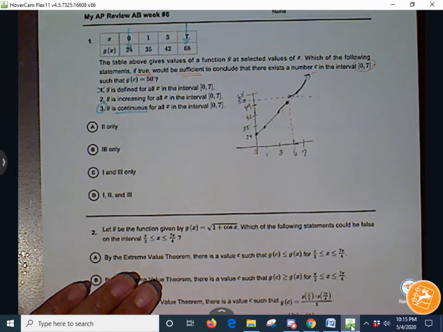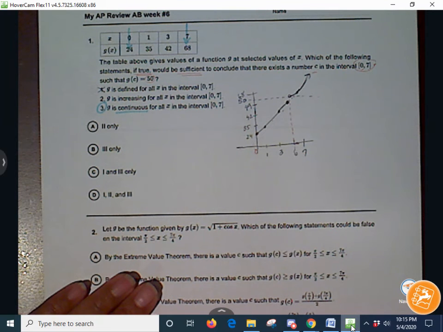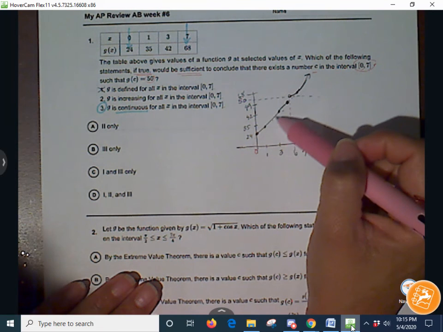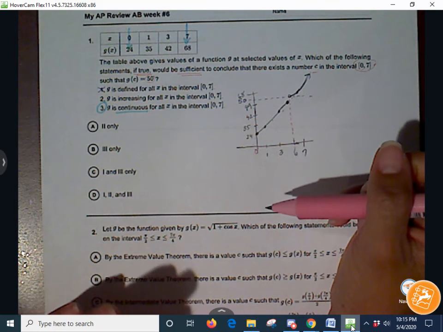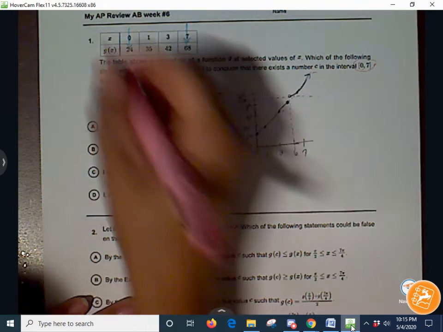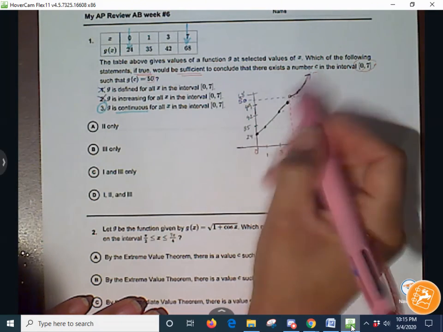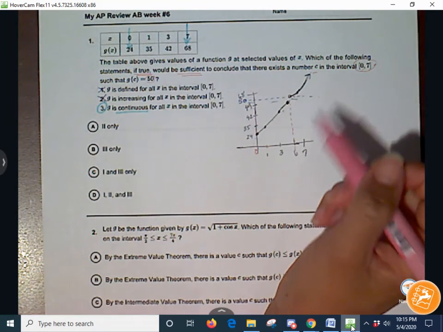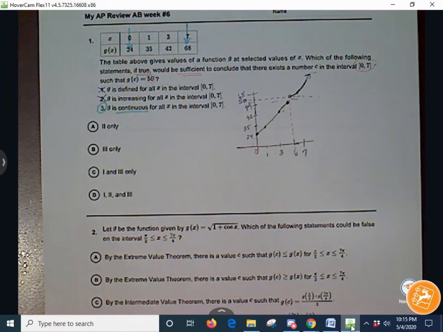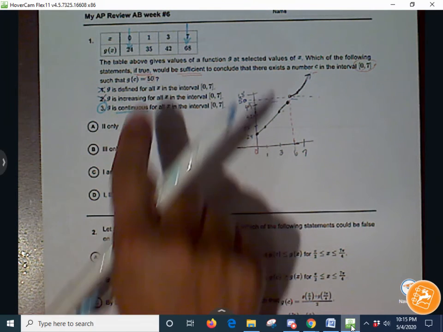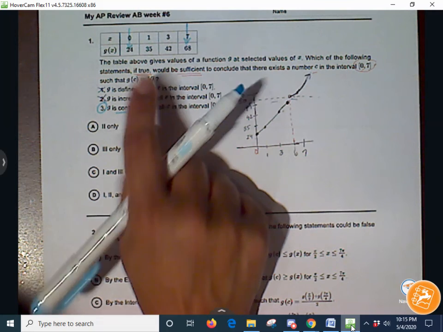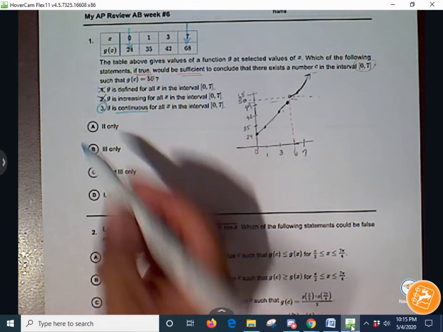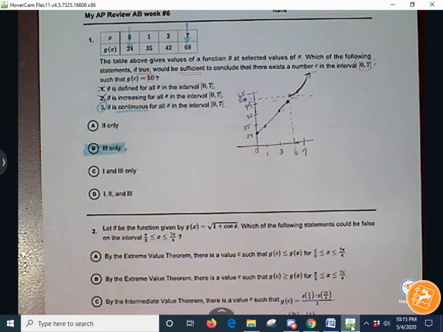G is increasing for all x on the interval. Well, if I look at this, this is increasing and this is increasing here. But again, there's a jump discontinuity, so I could have skipped 50. So the only thing that will make sure that we have an x value where the y value is going to be 50 is if the function is continuous. So that would be B.